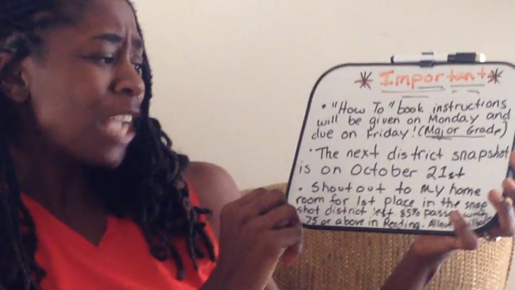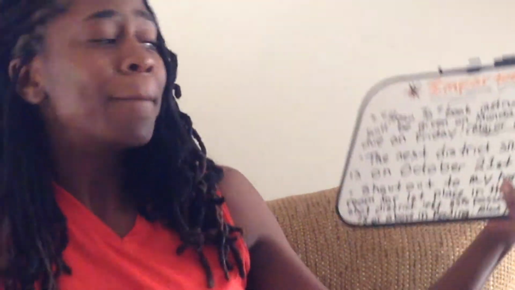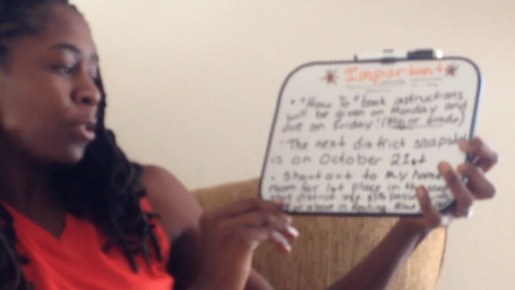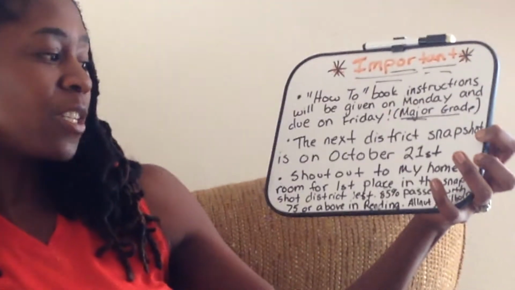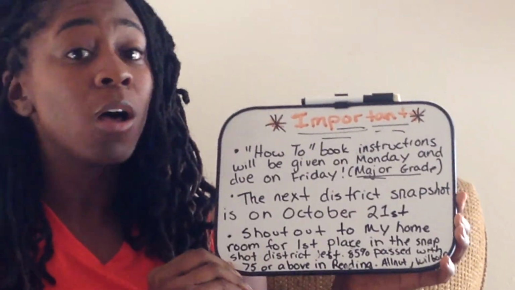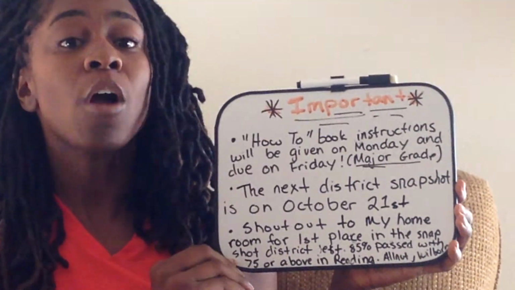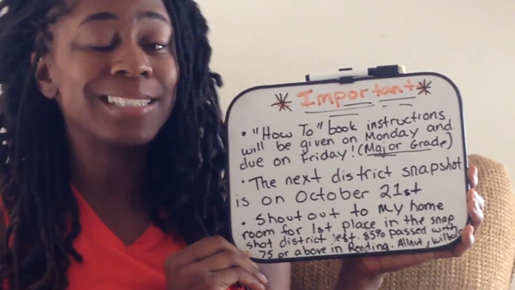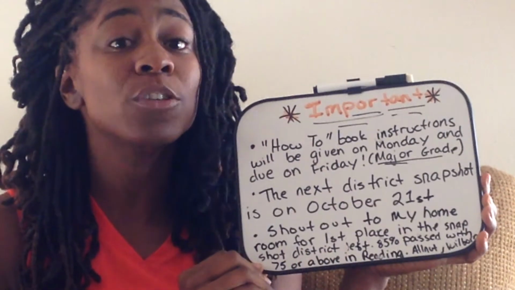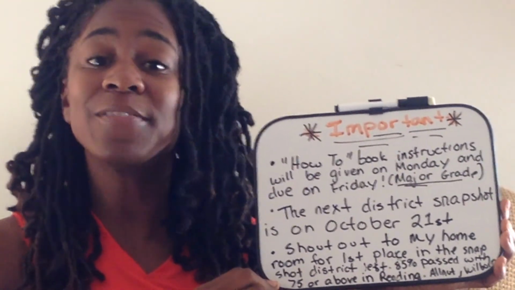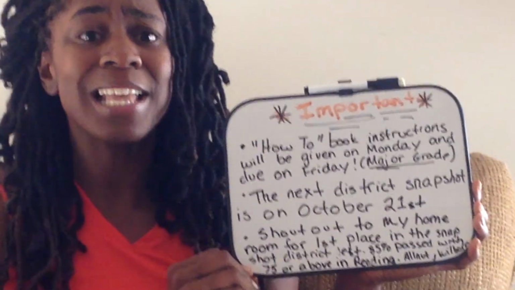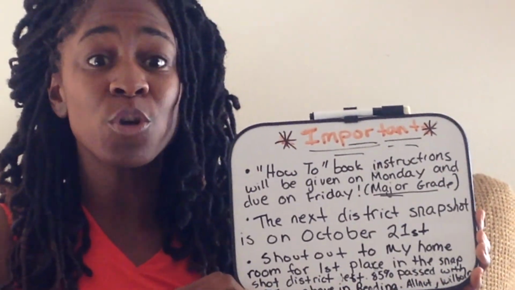And then lastly, a shout out to, whose homeroom? Ms. Owens homeroom. Ms. Owens homeroom. We got first place in the snapshot district test. 85% of my class passed with a 75% or above in reading. Now, Ms. Allnut's homeroom and Mr. Wilborn's homeroom, they're all part of my reading. Ms. Allnut's class got second place and Mr. Wilborn's got third place. I would like everyone in the entire 5th grade to get a passing grade of 75 or above at least 85% because we shouldn't do anything less. Please study. Get ready. This goes on your permanent record.